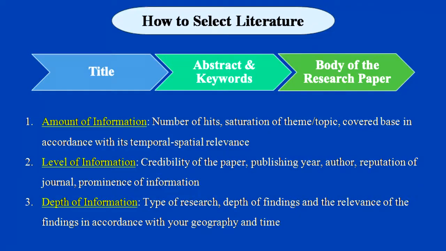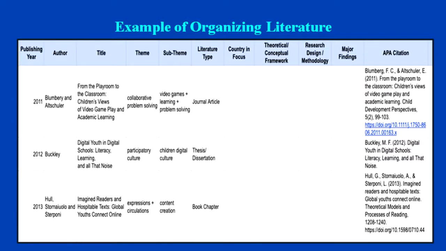Then you can look at the depth of information that you're getting from the review of literature, the type of research that has been conducted, the findings that are coming about, and the relevance of those findings with regard to your own research. Here is an example of organizing the literature that you're getting. Once you've searched for literature and selected literature, the next part is to organize that literature.